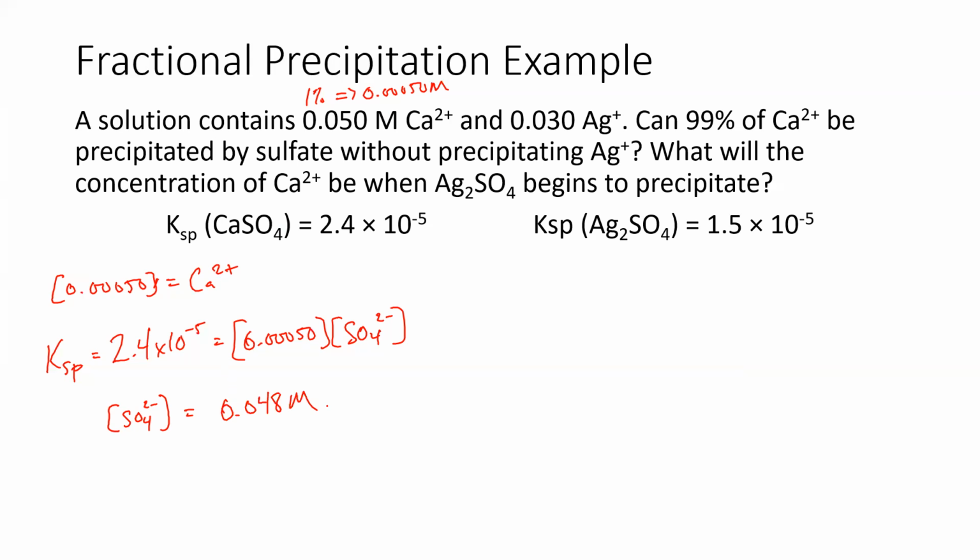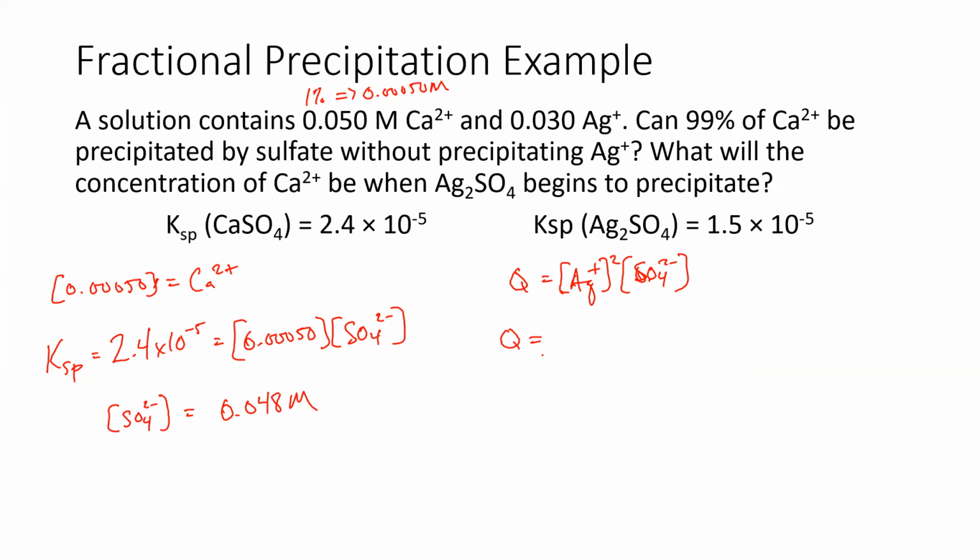To figure out whether or not silver is precipitating, I really need to calculate Q. I need to see where it is relative to K, right? And so I know what KSP is, but I don't know what Q is, right? And so Q is equal to my silver concentration squared times my sulfate concentration. Let me just write this SO4 2 minus.